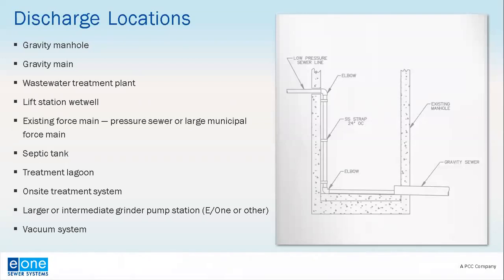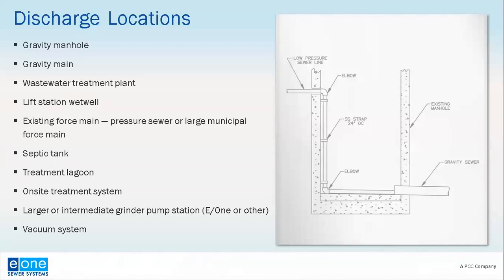So, in speaking with mainly engineers and more technical folks, we get a lot of questions about discharge locations. A lot of times they may be dealing with an application where there is some existing infrastructure that they need to interface with, or they're just trying to understand various design options. So where can an E1 progressing cavity system discharge reliably? And the answer is in most locations, as long as we can overcome force main pressure.